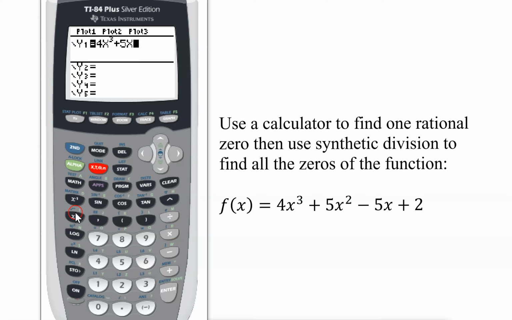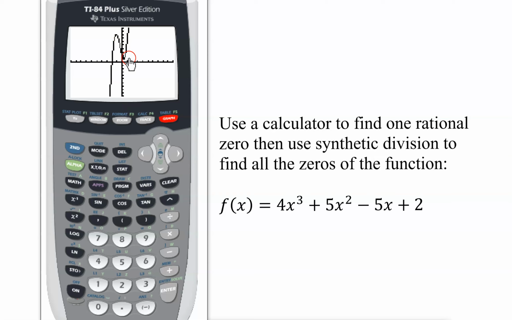There's my x, and I'm going to use the squared key because it puts in the squared and then brings me down to the right level. Minus 5x plus 2. So there is my function, so I'm going to hit enter. And does it look okay? Yes. So now what I'm going to do is I'm going to hit graph.